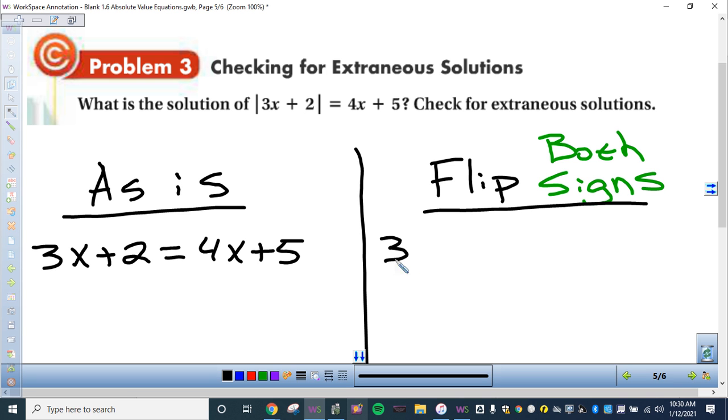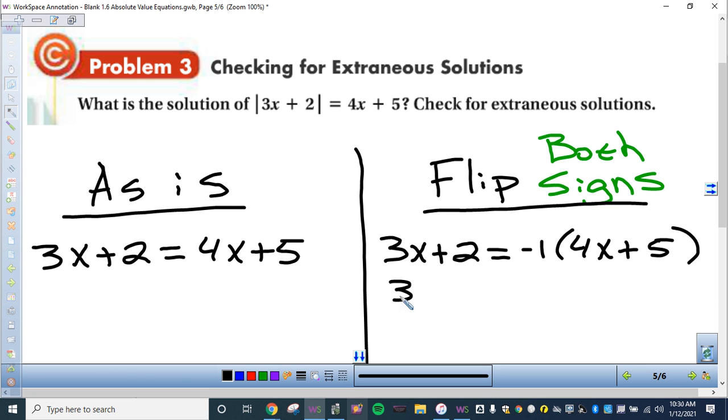So I'm going to show you kind of mathematically why this works. Remember, with absolute value, we have to consider both the negative and positive answer. So mathematically, what we're doing is we're multiplying that right side of the equal sign by negative 1. So if it's me taking my own Algebra 2 class, I would never write that step. I would just flip both signs. I just want to show you why you do flip both signs. So we just write this the one time. So 3x plus 2 equals negative 4x minus 5.